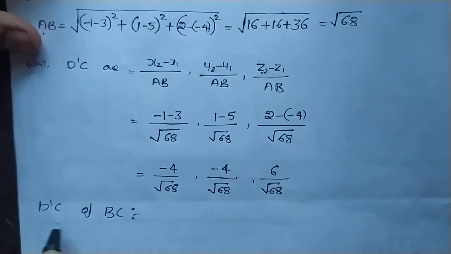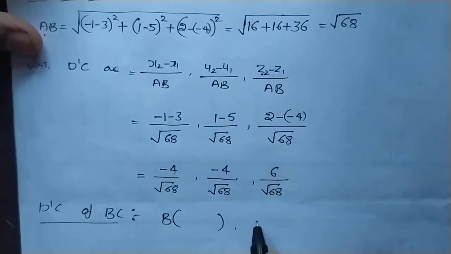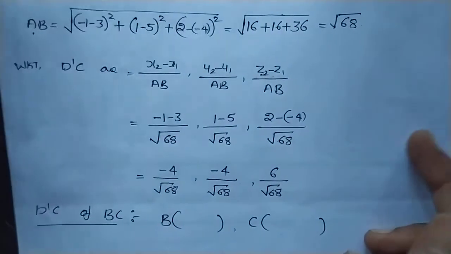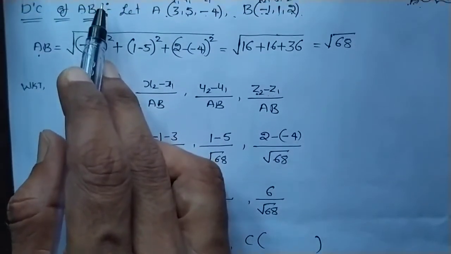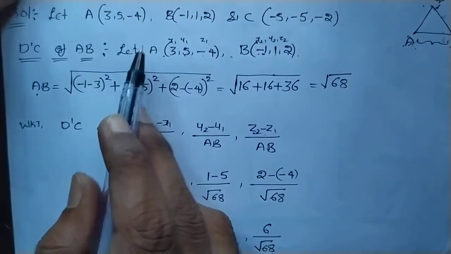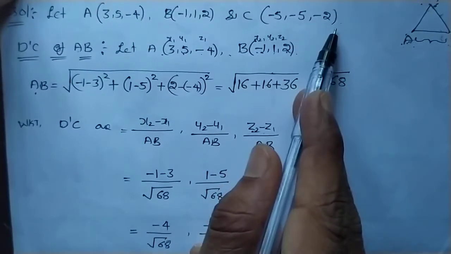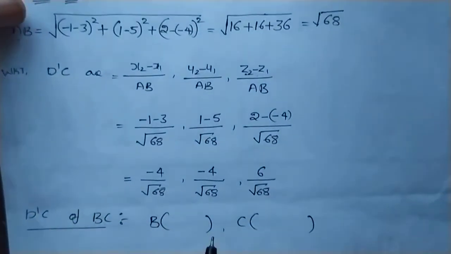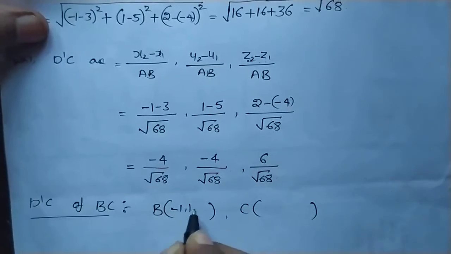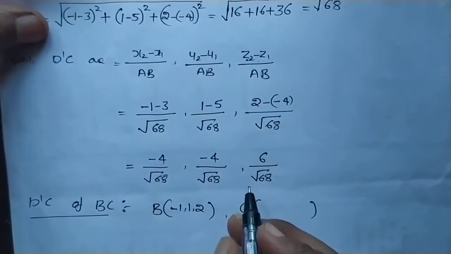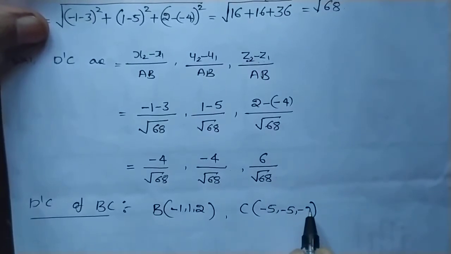First write down the points. B and C are the vertices. B is given in the problem: B is minus 1, 1, 2. C is minus 5, minus 5, minus 2. You just write down B as minus 1, 1, 2 and C as minus 5, minus 5, minus 2.